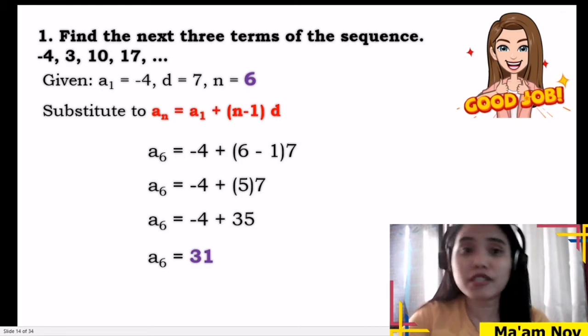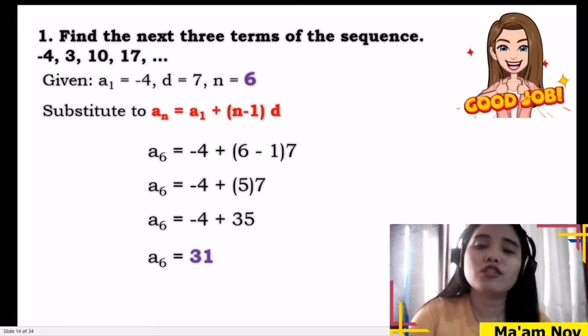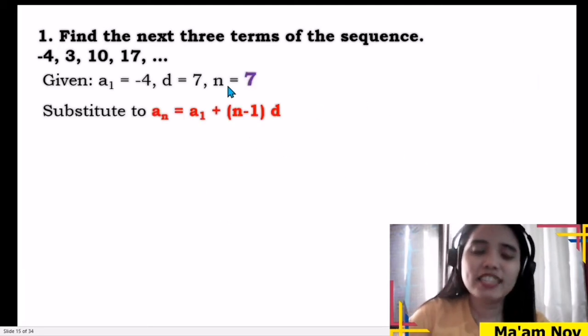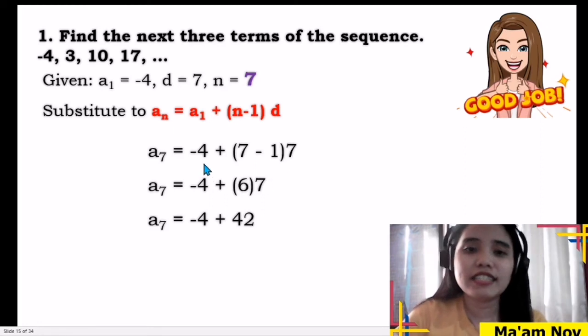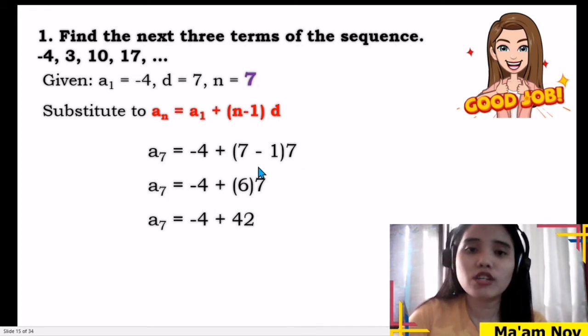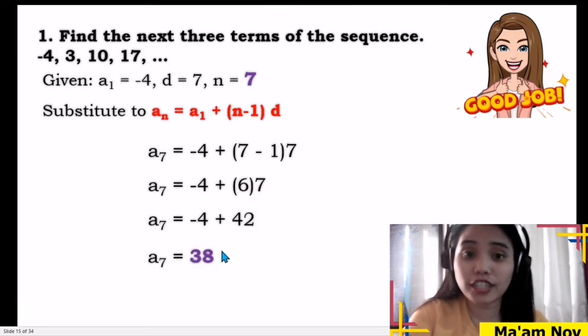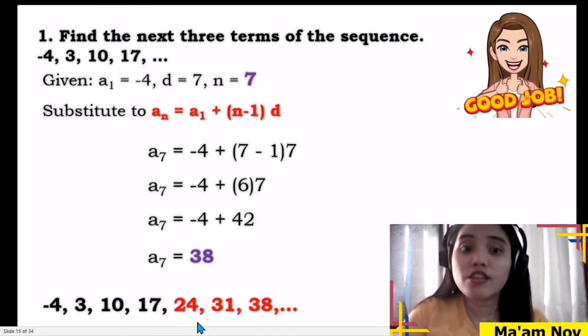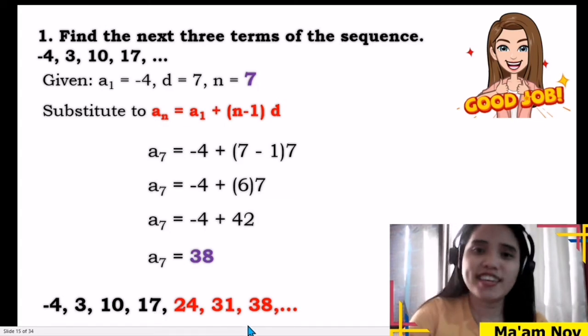Next, 7th term kasi find the next 3 terms eh. So, 7th term. So, our n is 7 na naman. Okay? So, substitute lang lahat. Negative 4, our first term. 7 minus 1 times 7, which is our common difference. So, 7 minus 1 is 6 times 7 is 42 plus negative 4 is 38. So, our 3 terms after 17 is 24, 31, and 38.